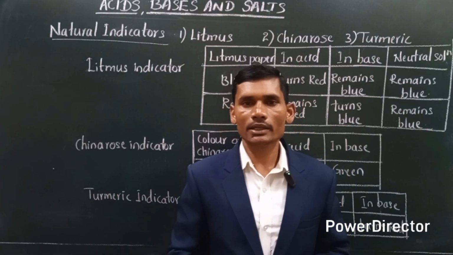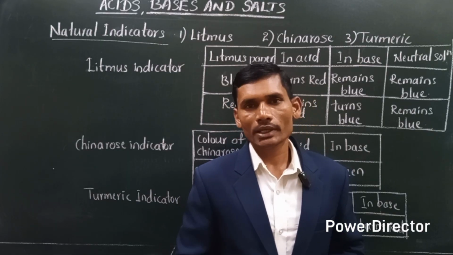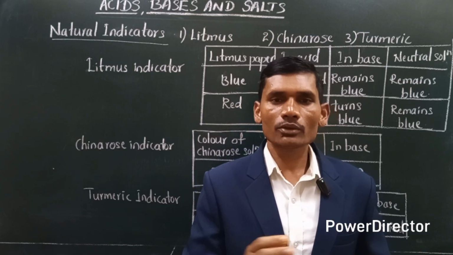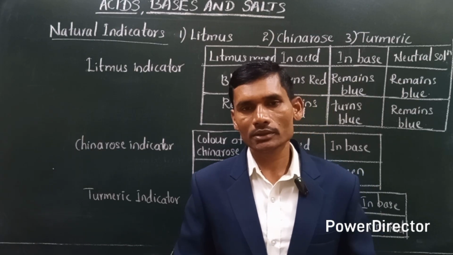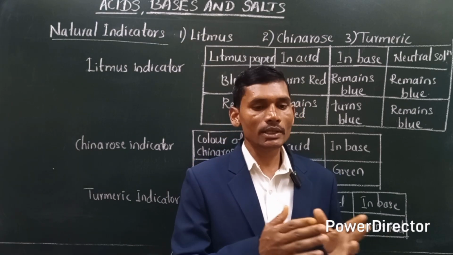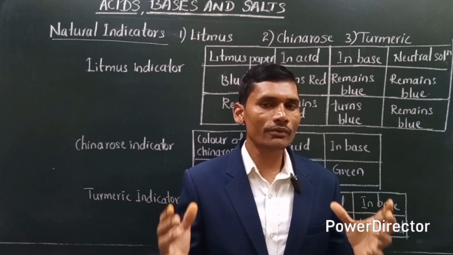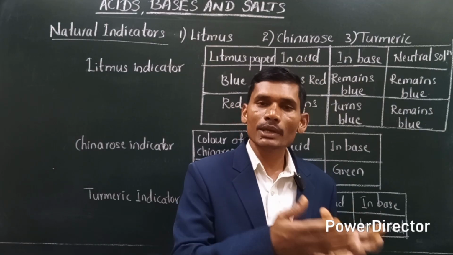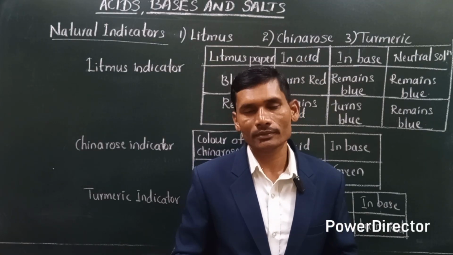In natural indicators, we learnt about litmus, China rose and turmeric. In today's class, let us go ahead with these indicators: how they are obtained, where we get them from, and how they give different colors in acids, bases as well as in neutral solutions.